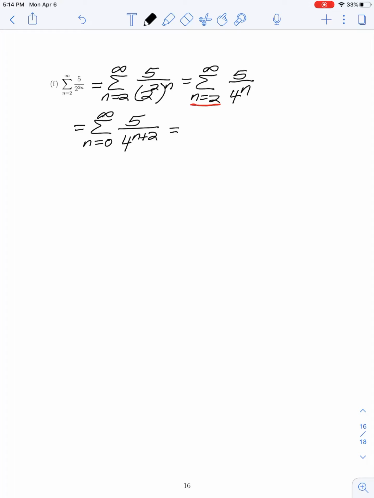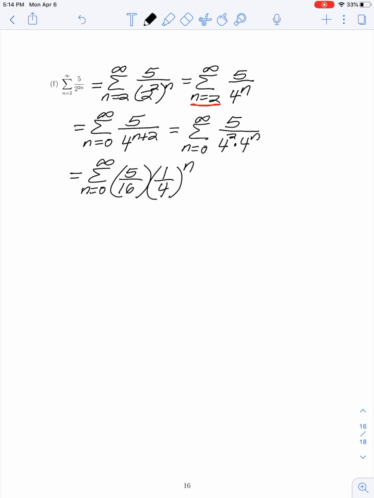Now, this can be rewritten as the sum from 0 to infinity of 5 divided by 4 squared times 4 to the nth. Or if I group my constant terms, I would have a ratio of 5 over 4 squared, over 16, times 1 over 4 to the nth power. And this now has the standard form for a geometric series where my constant a is 5/16 and the ratio r is 1/4.